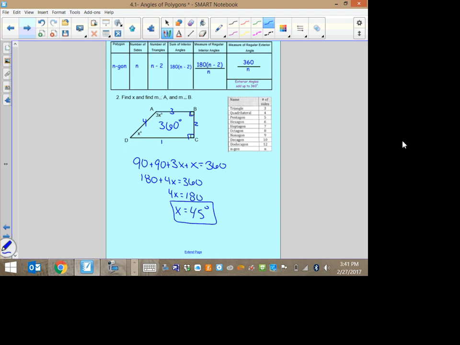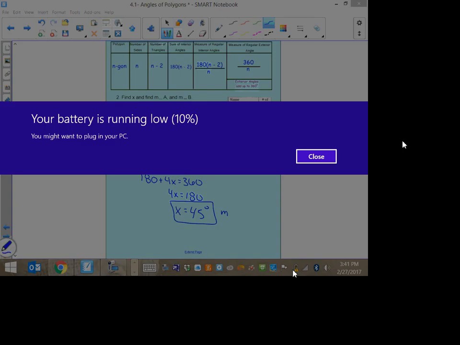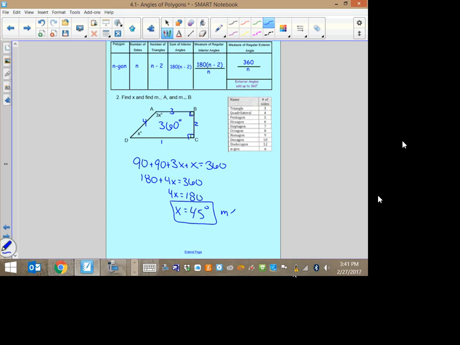And then measure of angle B is going to be 90 degrees. And then plugging in, we get measure of angle A, multiplying by 3, we will get that to be 135 degrees.